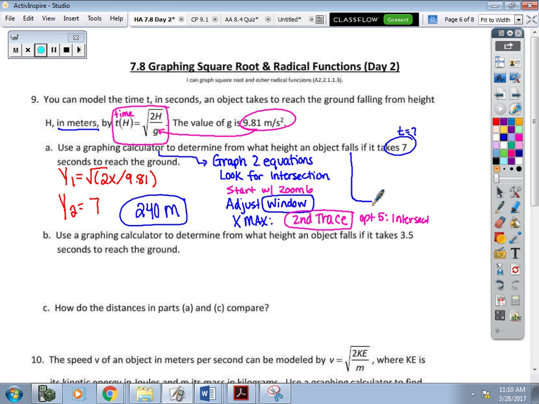Now, in contrast to the graphing calculator, if you want to do this algebraically, what you would actually do is just take 7 and plug it in for time in the equation. So you would get 7 equals the square root of 2h over, and remember we plugged in 9.81 for g. And then we would solve for h.